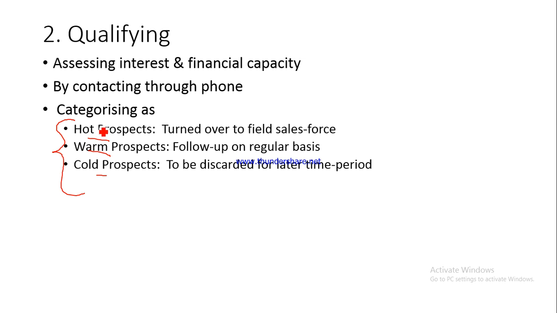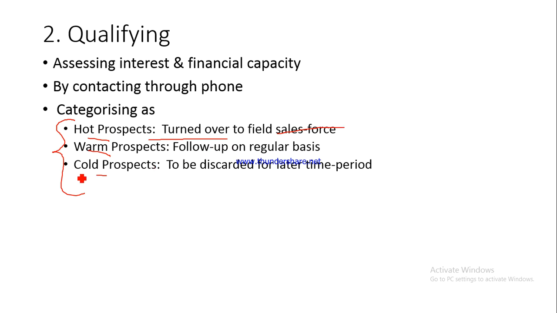So what do you do with the hot prospects? They are the likeliest to buy your product in the immediate future. So you are going to focus your sales efforts on them. You may provide the list of such hot prospects to your field sales force, who would then go to these prospects, visit them and try to convince them to buy your product. So this is what you do with the hot prospects.